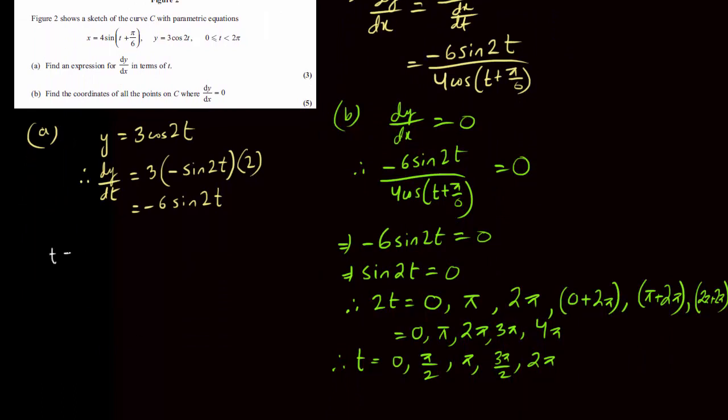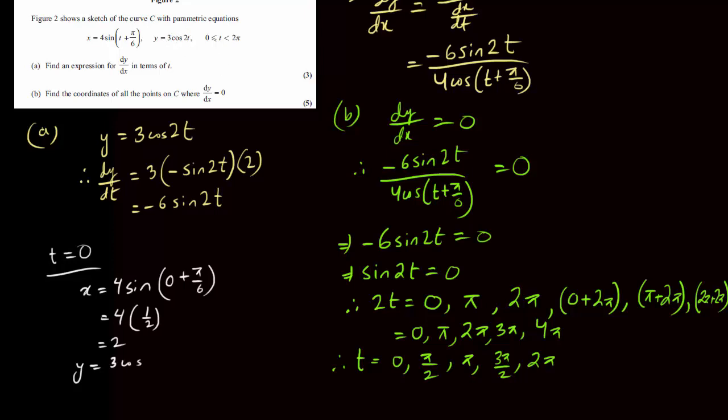So for t equals 0, we have x coordinate equals 4 sine 0 plus pi by 6. Pi by 6 is 30 degrees. So 4, if you do sine 30 degree in the calculator or sine pi by 6 in the radian mode, you're going to get half. So this is going to be 2. You have to be very careful with the calculation. y equals 3 cos 2t. So 3 cos, if you put t equal to 0, cos 0 is 1. So y equals 3. So we have the turning point 2, 3. So we get the first turning point.